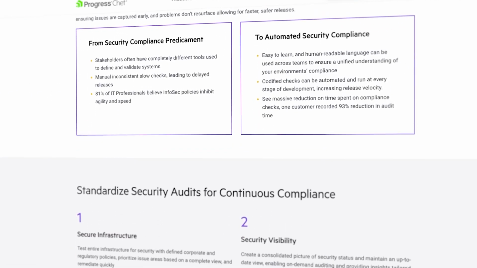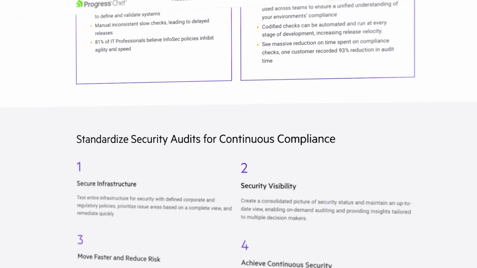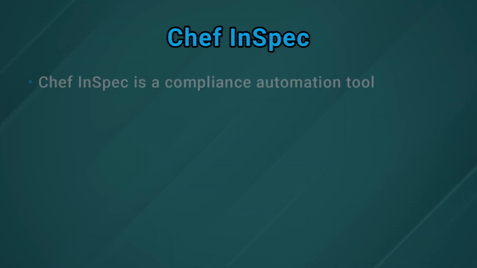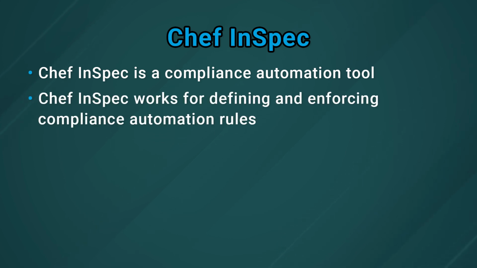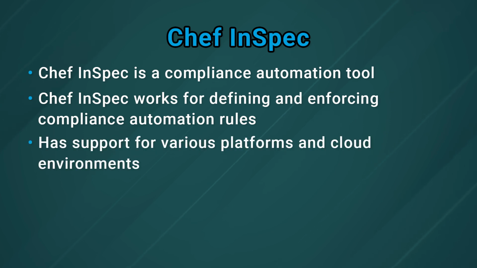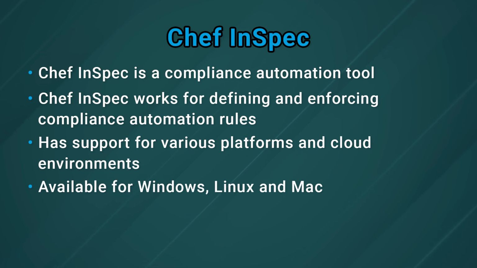So it's always better to use something which is already built and tested, and Chef InSpec is one of those compliance automation tools. It works for defining and enforcing compliance rules, and it has support for various platforms and cloud environments. You can install it on Windows, you can install it on Linux, Mac. It's really very convenient. So we can use Chef InSpec.